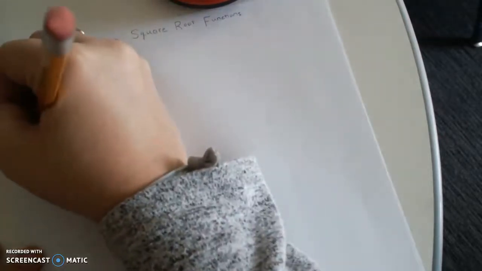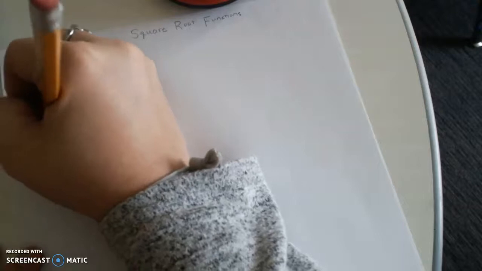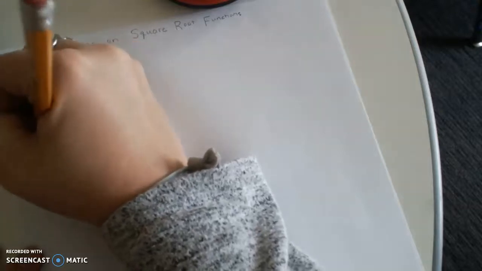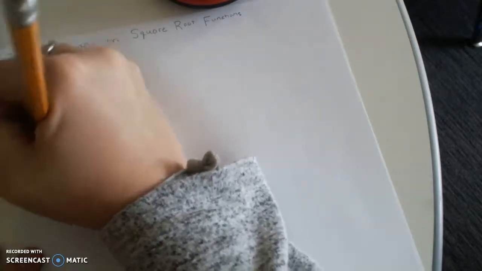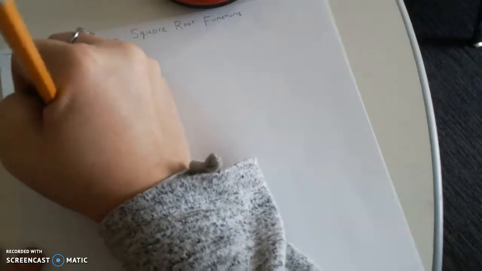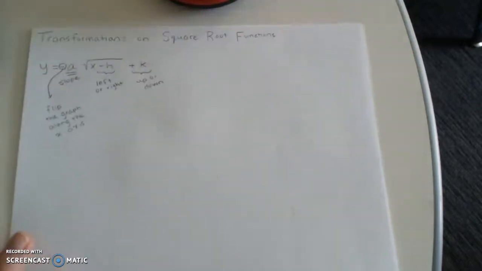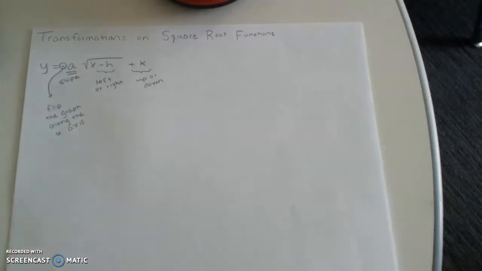The only thing that's going to be different is that if there is a negative, that's going to flip the graph along the x-axis, which is pretty much the same as what happened with absolute values, but obviously square root functions are not going to look like absolute value functions. So when we flip it, it's going to look a little different.